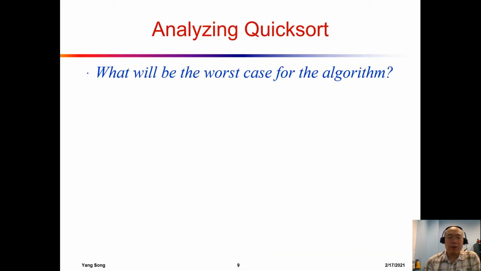Okay, so the next part we want to talk about is how do we analyze the quicksort. Just now we said the partition is linear and we don't have to worry about the best case and the worst case. But for the quicksort, we do. So what do I mean?